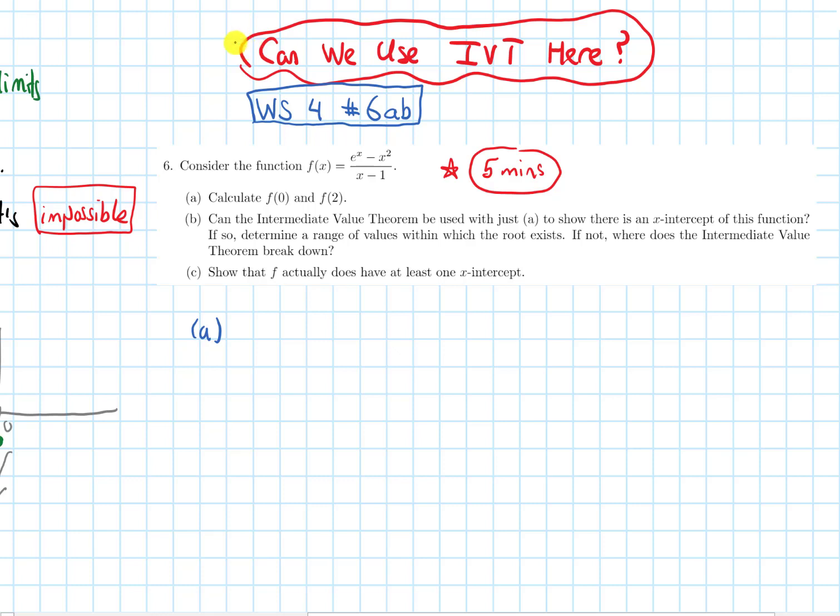In this video, we will do an example that involves checking if we can use the intermediate value theorem on it or not. So this is from worksheet 4, problem number 6, parts A and B. So just A and B of this example. I want to begin by having you pause the video for 5 minutes to read and try this problem.